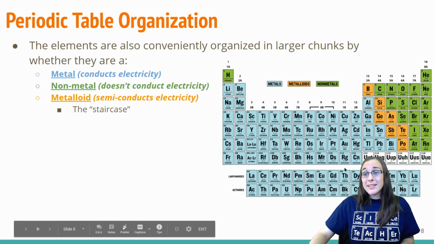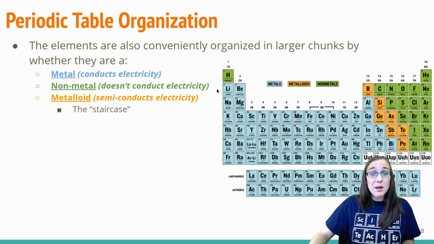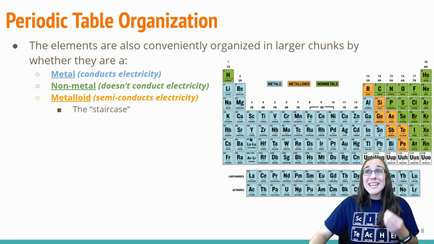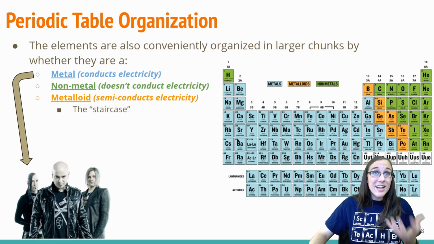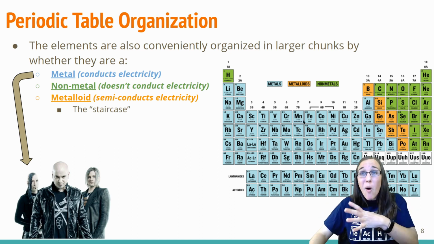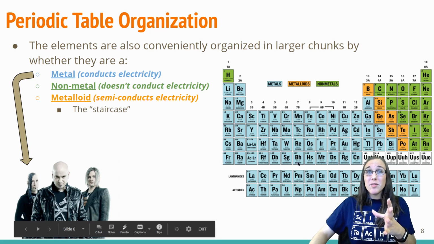So if we're looking at this periodic table over here, you can see that the metals on the periodic table are everything in blue. So all the blue over here, those are all metals, things that conduct electricity. Things like this, right? Conducts electricity. Metal, right? So we've got a whole bunch of metals that are blue on that side of the periodic table.